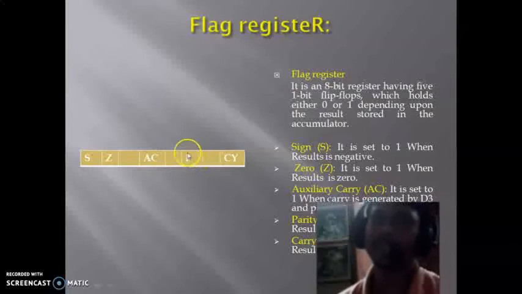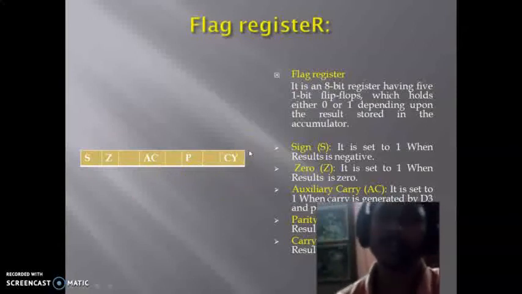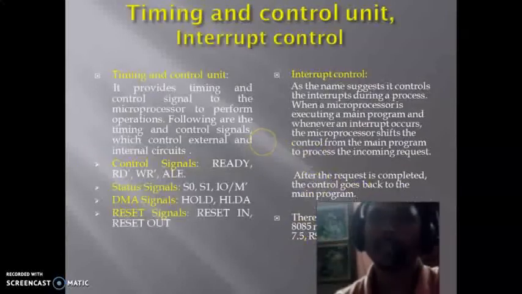Parity bit: if the result has an even number of ones, meaning it has even parity, then the parity flag will be set to 1, otherwise it will be equal to 0. So these are the flags by which we can understand the arithmetic and logical functions performed by the microprocessor, and we can get the status of the results by using these flags.